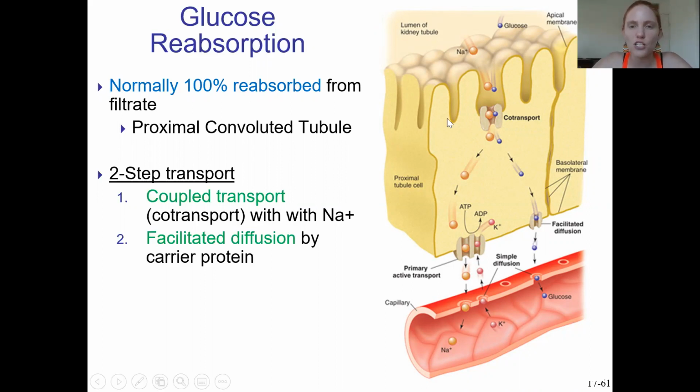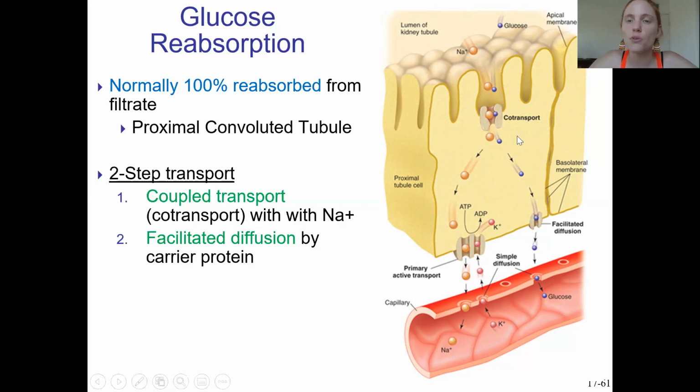Okay, so in the proximal convoluted tubule, because glucose is polar, it's going to do a two-step process, and both of them are going to rely on carrier proteins, right? So it'll do co-transport, which is a form of secondary coupled transport, and it'll co-transport along with sodium. Okay, so it'll use the sodium to help bring the glucose into the cell as well. This is exactly the same scenario that we already talked about when we talked about coupled transport in that lecture.